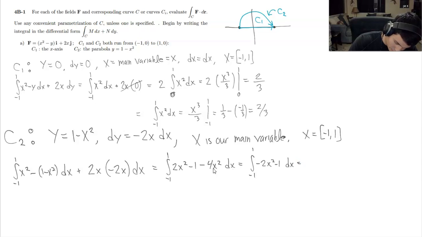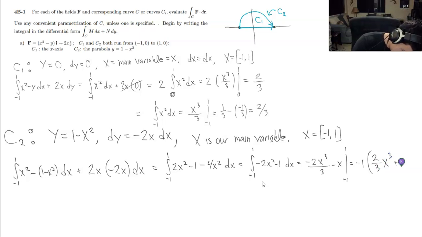And then we'll integrate. Actually, now we're actually going to do some integration instead of just rewriting things. Negative 2x cubed over 3 minus x from -1 to 1. And we're going to factor out the negative just to make our life better. We get 2 over 3 x cubed plus x, and it goes from -1 to 1.